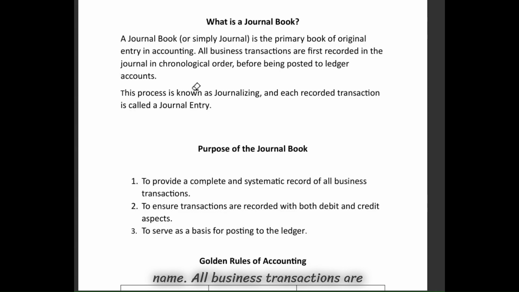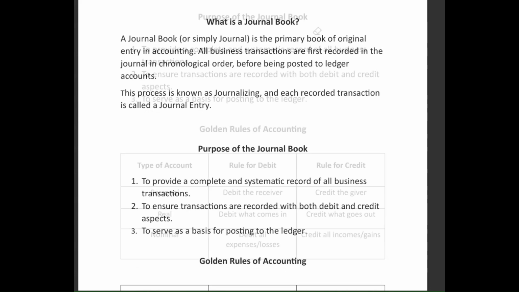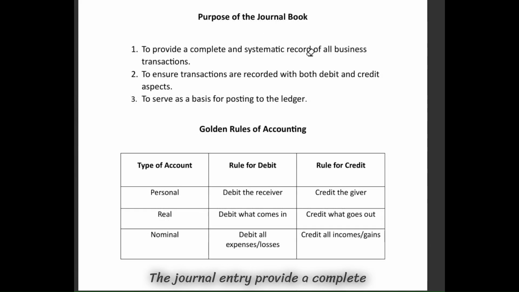All business transactions are recorded in a journal in chronological order before being posted to ledger account. Which means all the transactions and all the transaction entries are recorded in a journal book by day order wise. This process is known as journalizing, and each recorded transaction is called a journal entry. The journal entry provides a complete systematic record of all transactions.